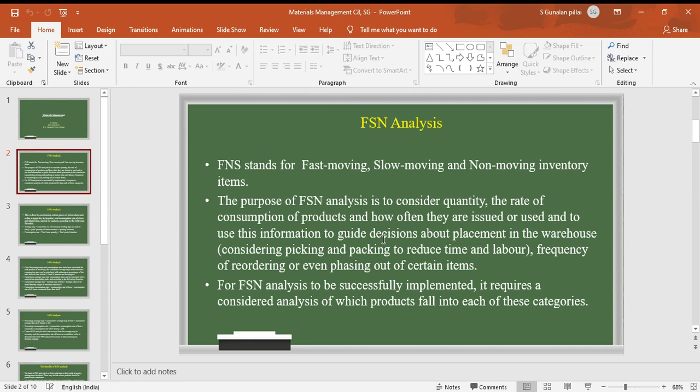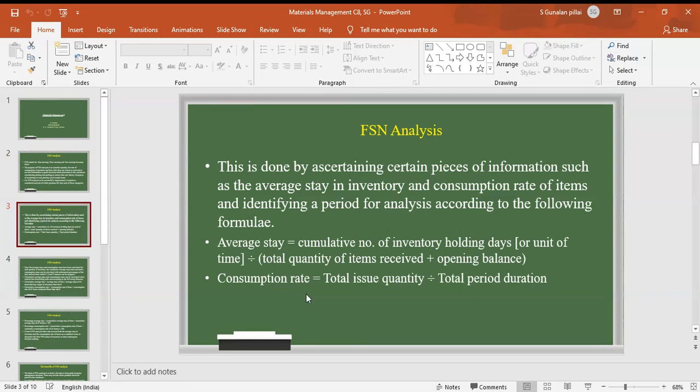For FSN analysis to be successfully implemented, it requires considered analysis of which products fall into each of these categories. Very rightly said in the presentation. So we have to first identify which products should be in fast moving, which products should be in slow moving, and how many products are in the non-moving category. Depending upon the number of products, quantity and the investment, we have to segregate them. Then it is very simple to adopt the FSN analysis.